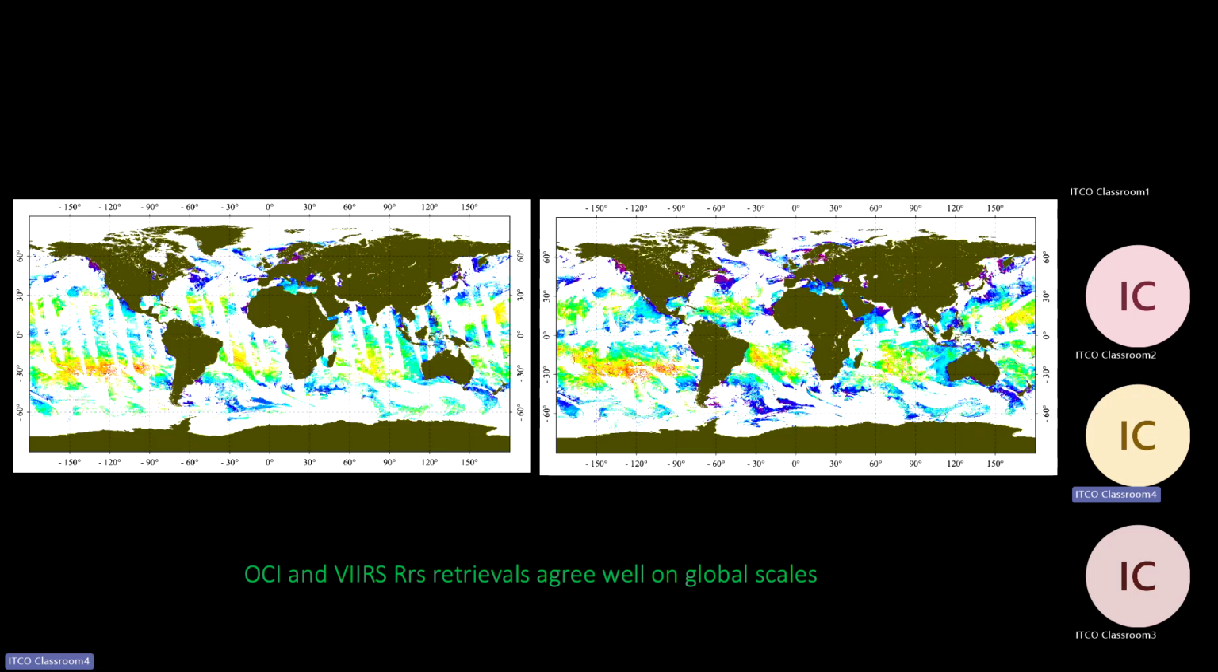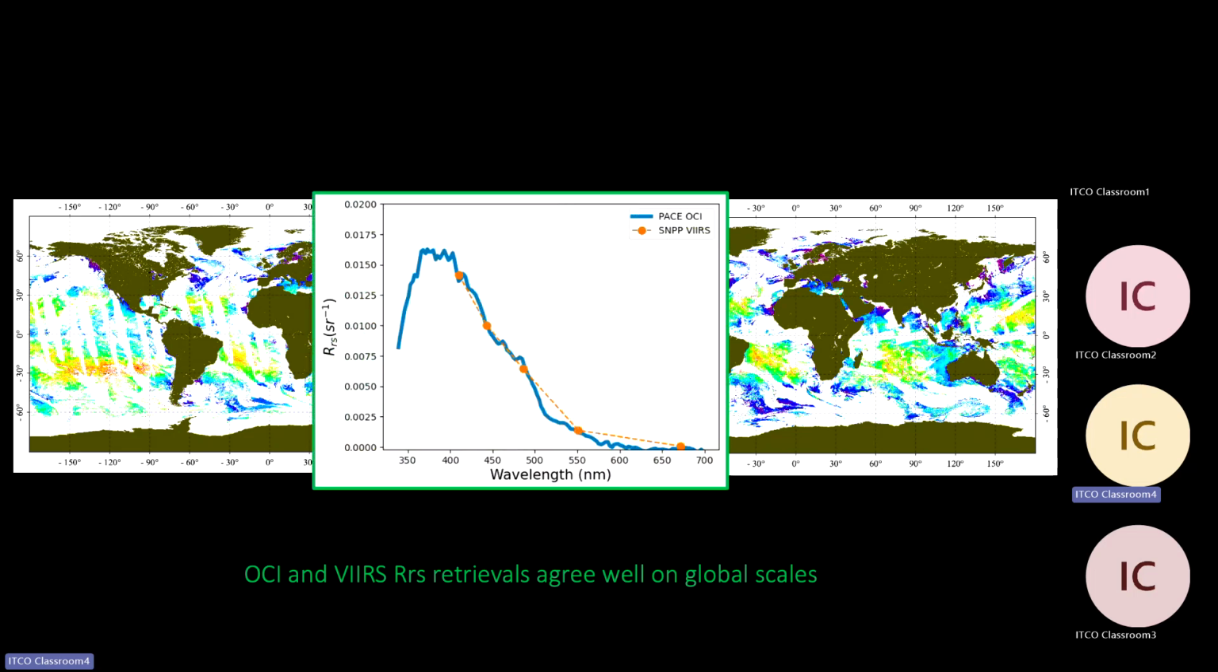Give you an idea, this is I think a day's worth of OCI data and VIIRS data globally. You can see that they agree really well, which is great. And this was one of the first. I know in science we call it cherry picking when we pick one thing that looks really good and put it in a presentation. But there was more data that we sort of extracted.